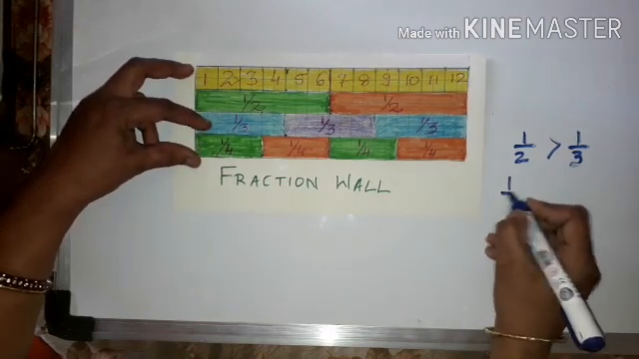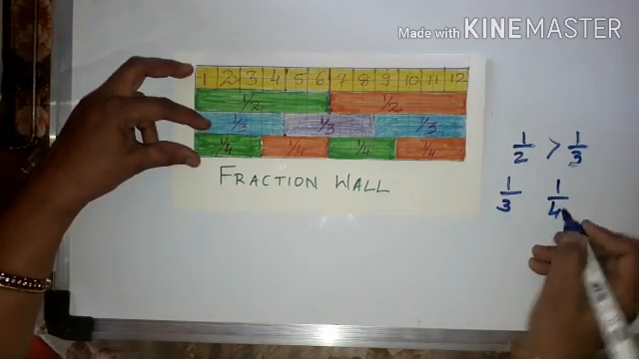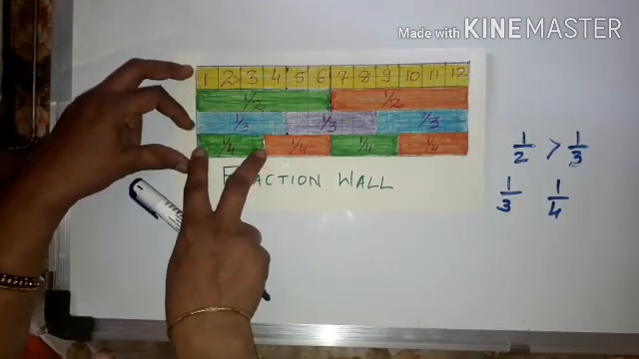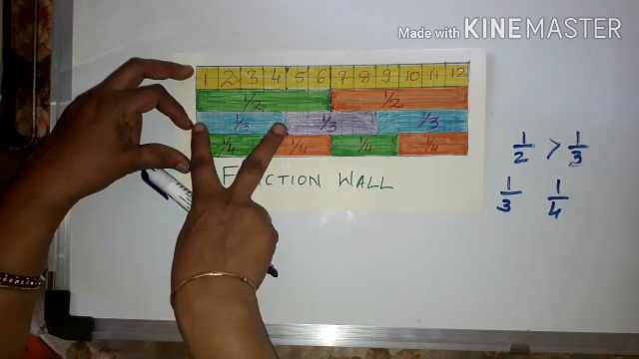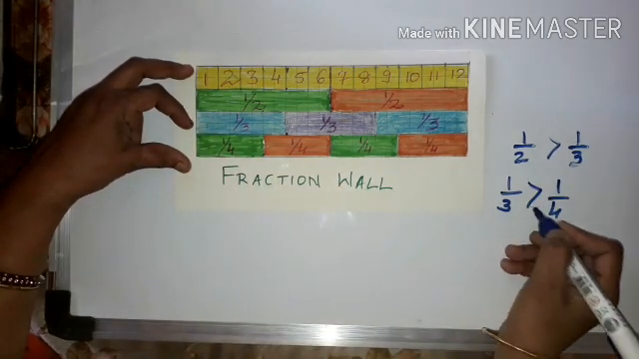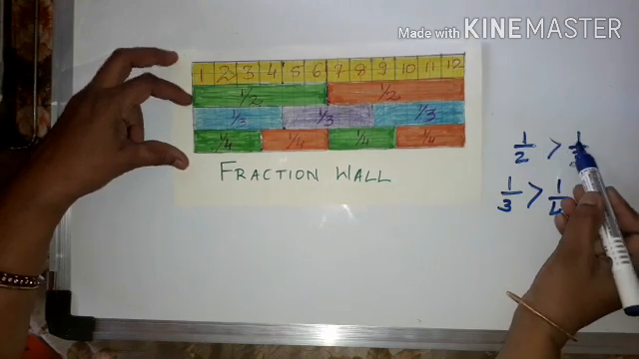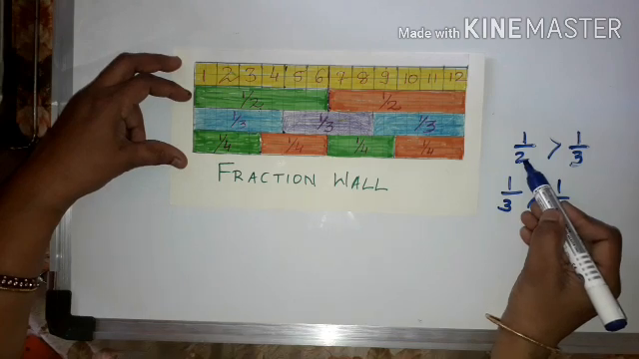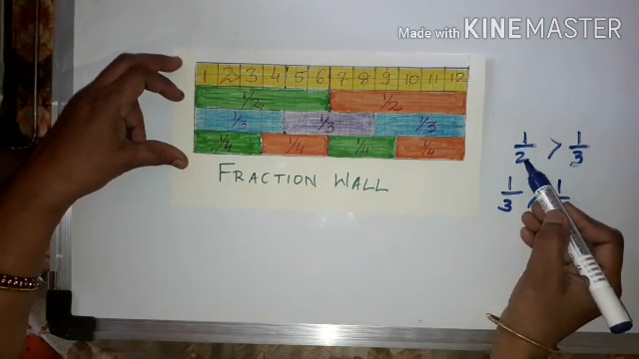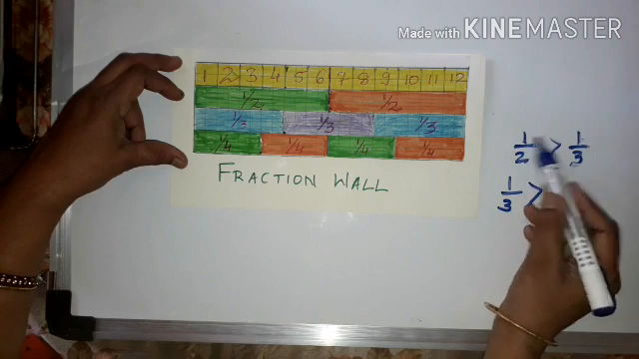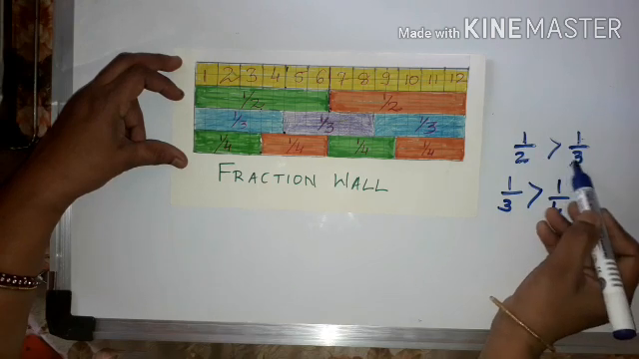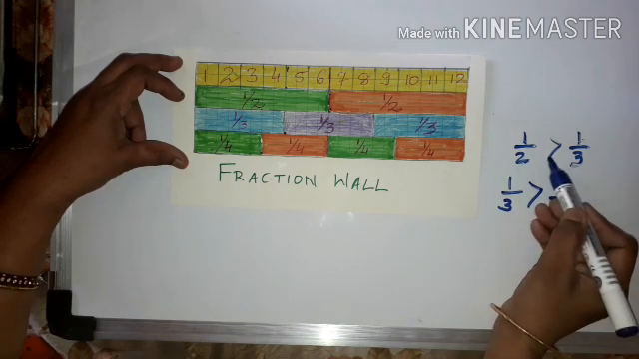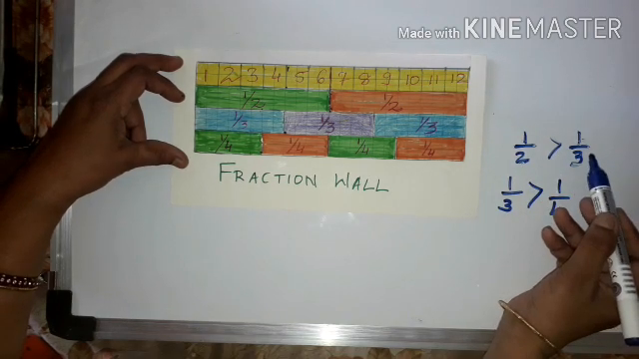Say you want to compare 1/3 and 1/4. So how much is 1/3? Is this much, and 1/4 is this much. Which is greater? This 1/3 is greater. So whenever the numerators are equal, smaller the denominator is greater the fraction. That is, numerators are same, 1 and 1, and denominators 3 and 4, when you compare, 3 is smaller. So smaller the denominator is greater the fraction.